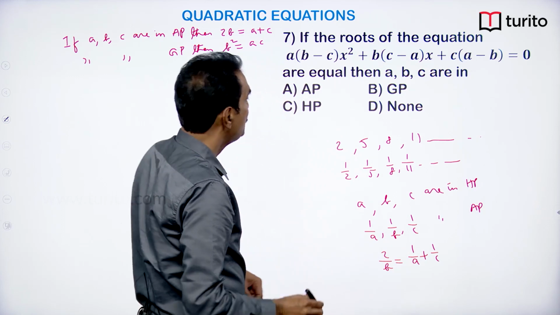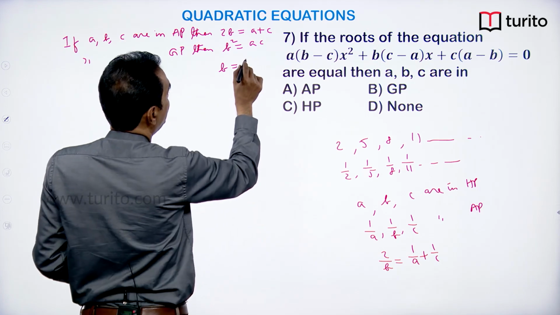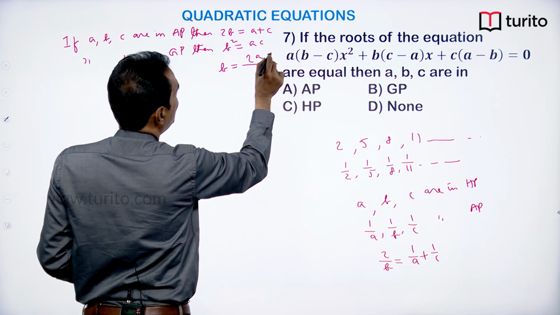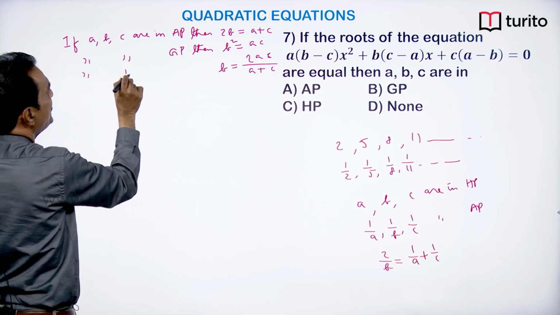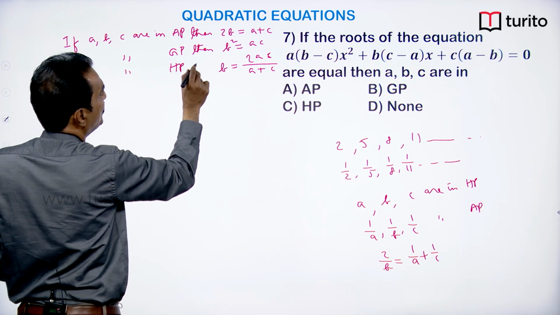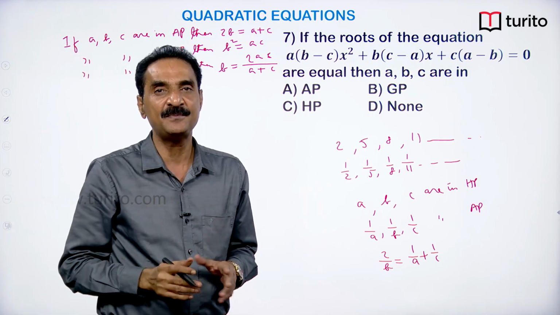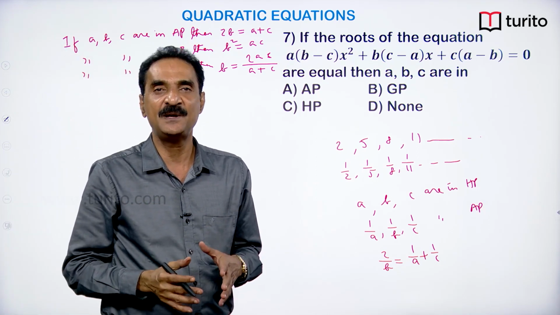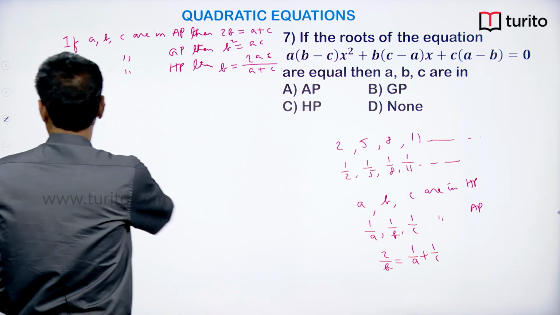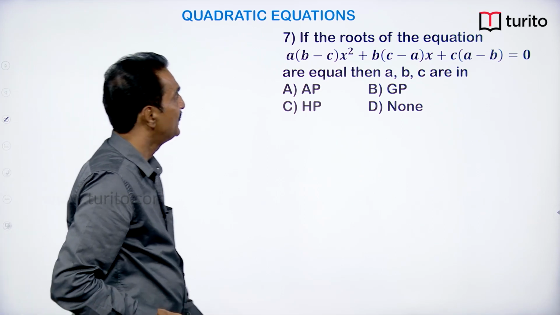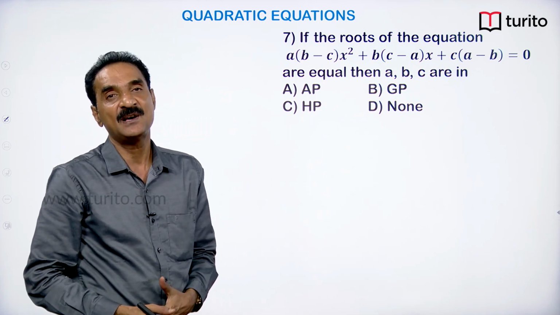If you simplify, you will get B is equal to, taking LCM and simplifying, 2AC by A plus C. If A, B, C are in HP, harmonic progression, then B is equal to 2AC by A plus C. You remember this in further problems, whenever you get AP or GP or HP, directly I will be applying these results. Now, coming to the present question, if the roots of this equation are equal, then A, B, C are in which progression?